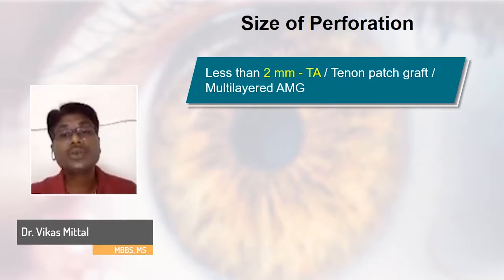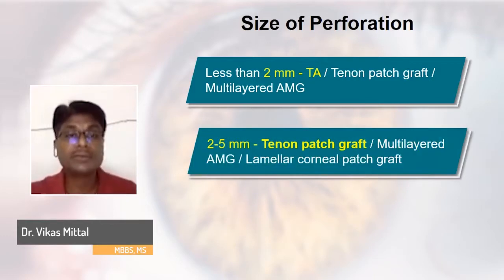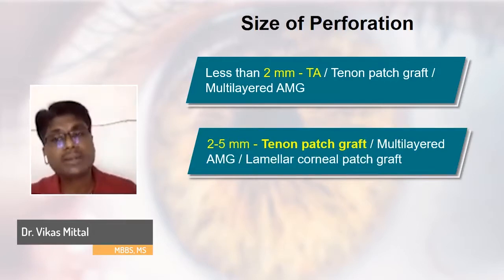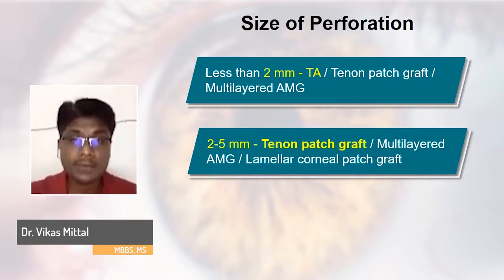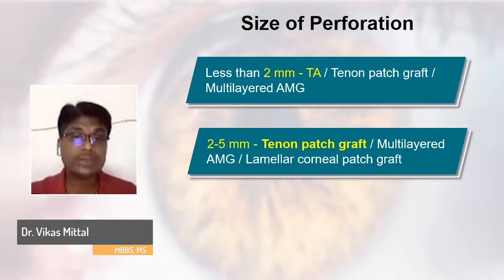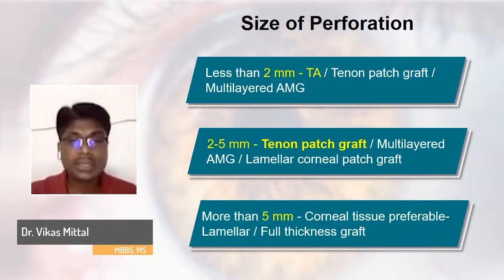Having said that, you can use tenon patch graft and multi-layered AMG as well, but the first modality of choice will be TA BCL for perforation less than 2 millimeter in size. If you have slightly bigger, maybe 2 to 5 millimeter of perforation, then tenon patch graft does very well. The alternative is multi-layered AMG and lamellar corneal patch graft. As I said, we started doing it 1.5 years back, and now we do more tenon patch grafts than multi-layered AMGs. If you have more than 5 millimeter, don't think anything.